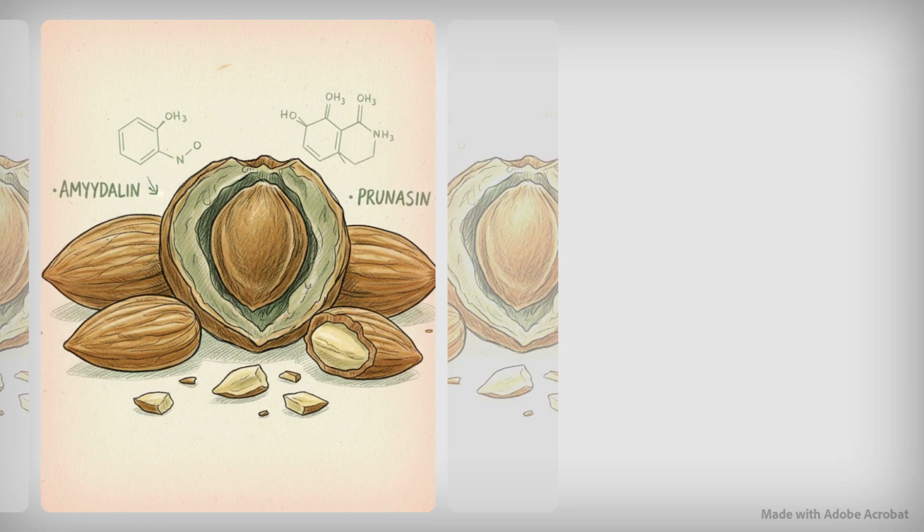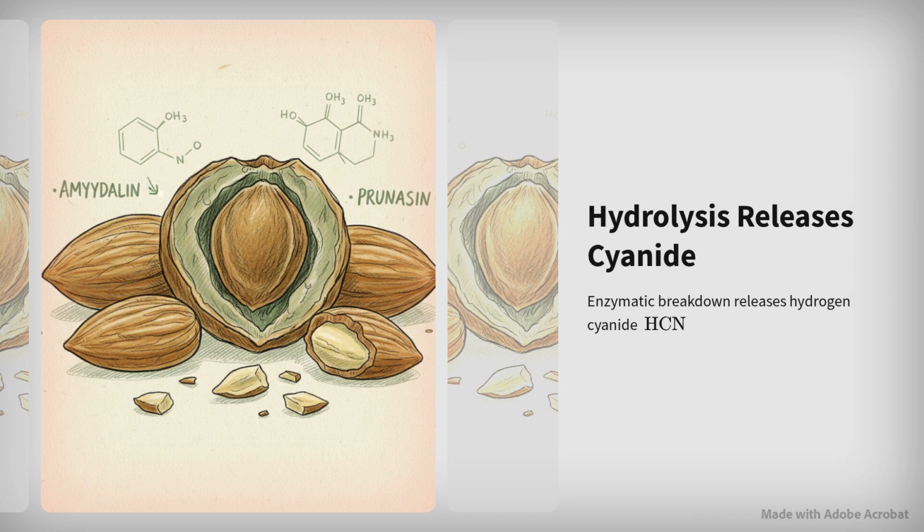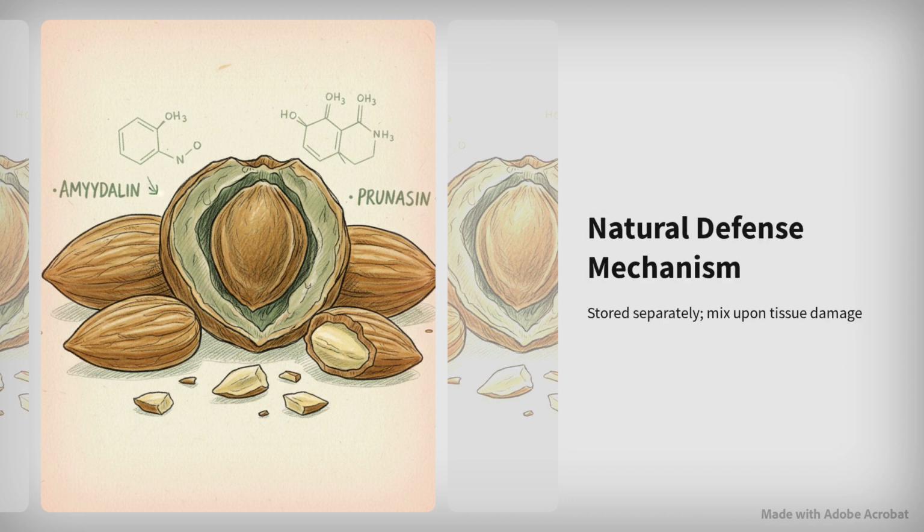Let's look at the chemistry. Cyanogenic glycosides like amygdalin and prunasin release cyanide when hydrolyzed, serving as a natural plant defense. Amygdalin and prunasin are cyanogenic glycosides found in plant families like Rosaceae, Poaceae, and Fabaceae. When hydrolyzed, these glycosides release hydrogen cyanide, a potent toxin. Plants store glycosides and their hydrolyzing enzymes separately, mixing them only when tissue is damaged as a defense mechanism.